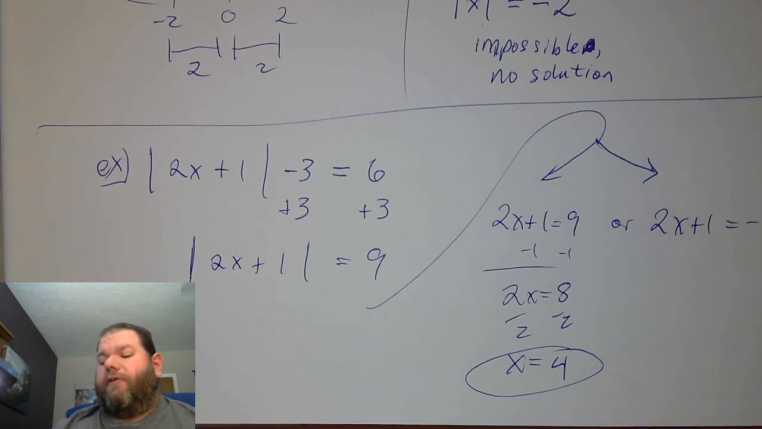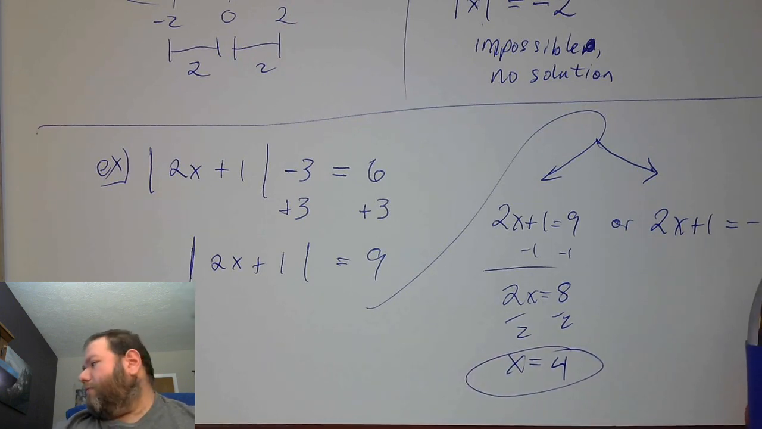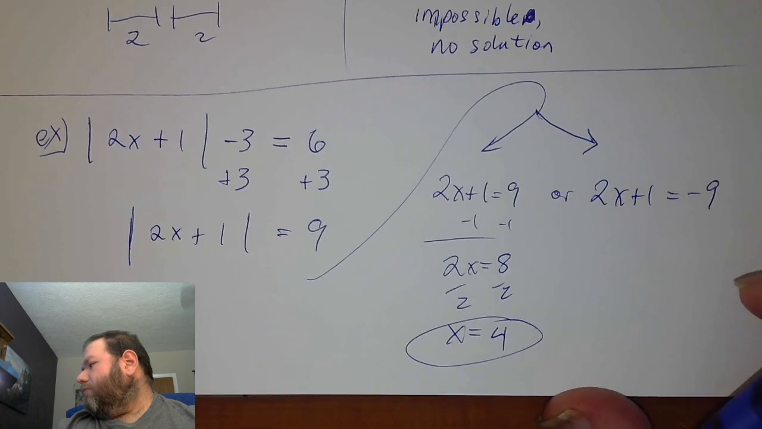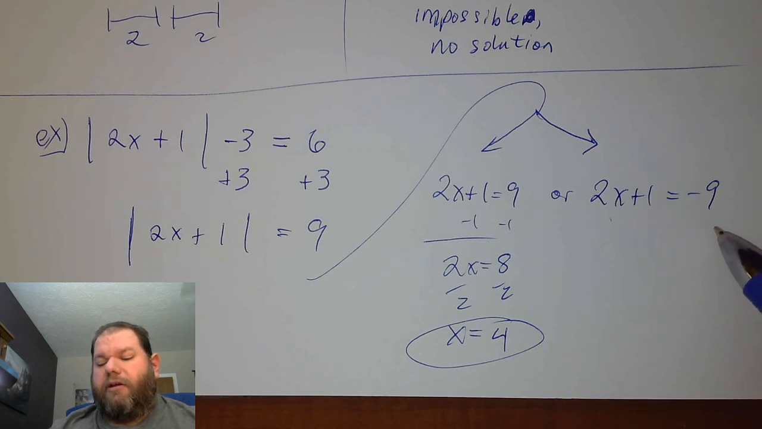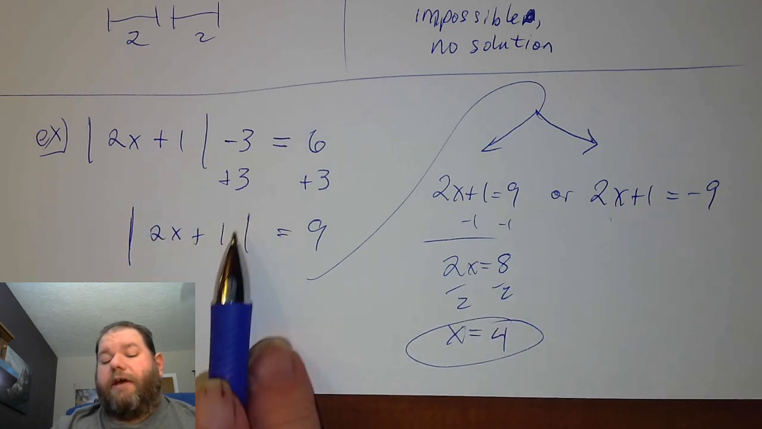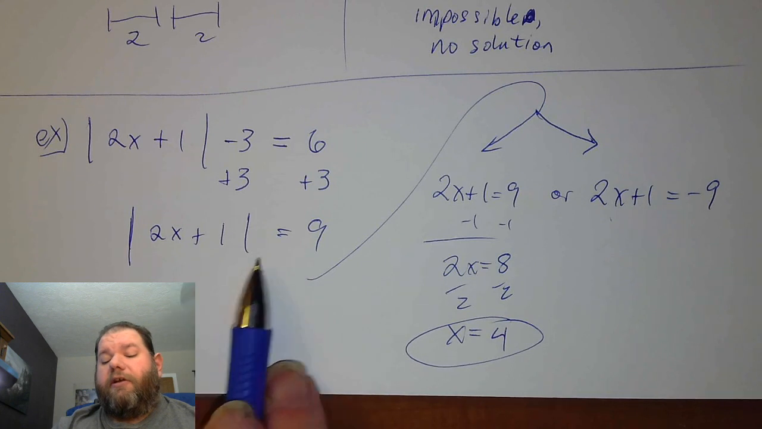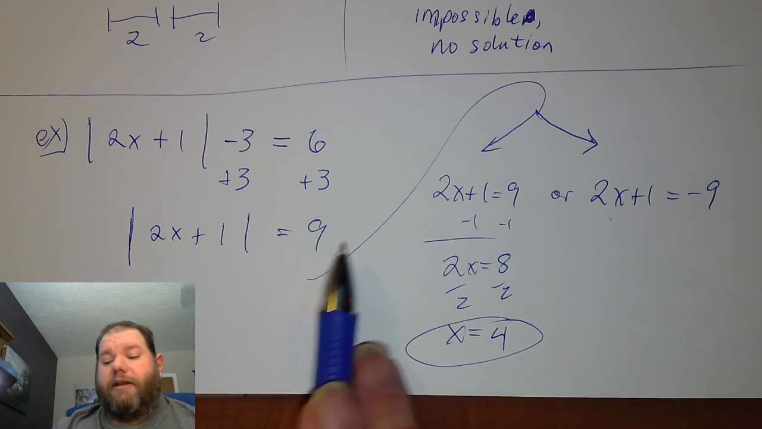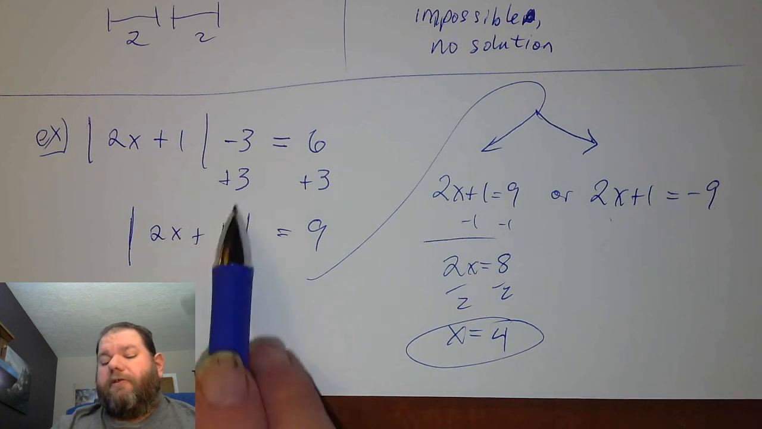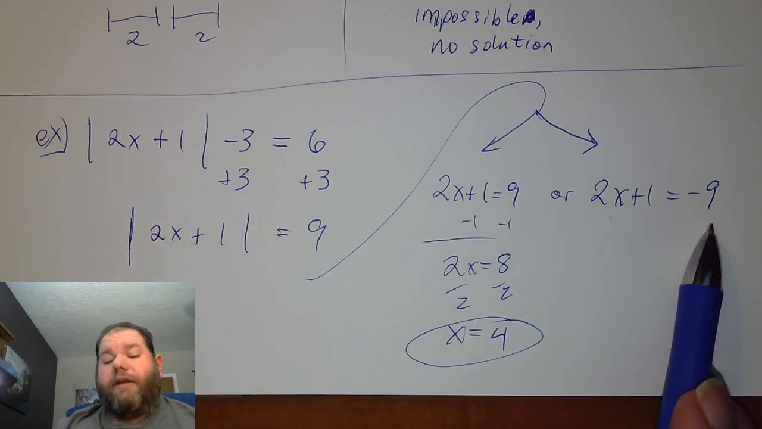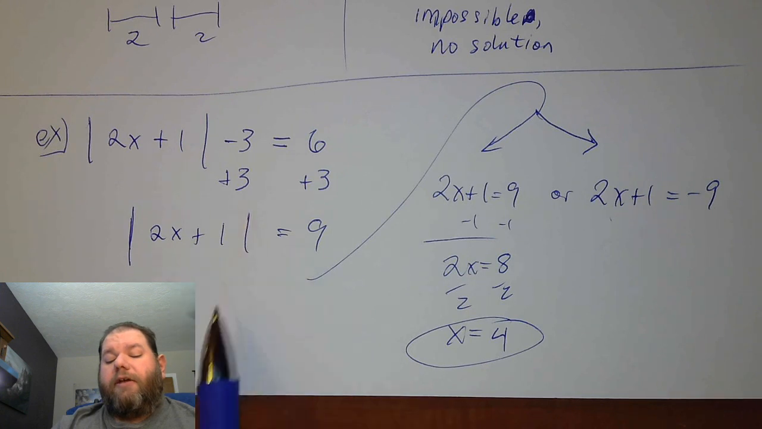The issue is we need to get the second solution. Okay? Which comes from the second equation, 2x plus 1 equals negative 9. So whenever you have the absolute value equal to a number, it's either equal to the positive or to the negative of that number. Because if this 2x plus 1 ends up being equal to negative 9, the absolute value of negative 9 is still a positive 9.